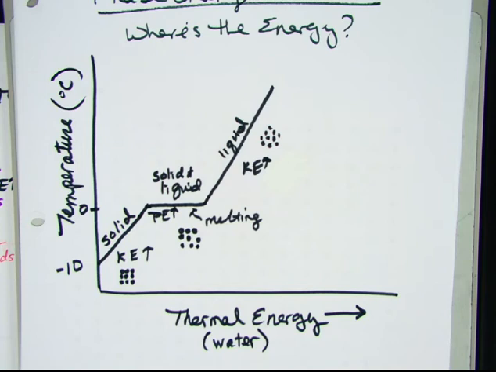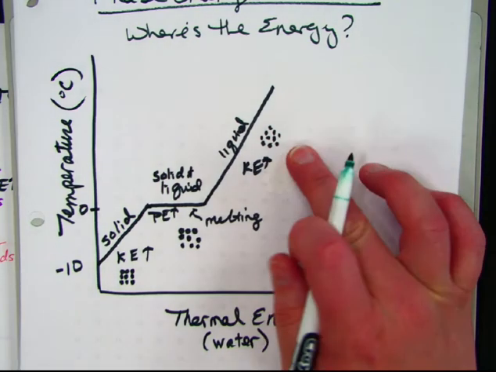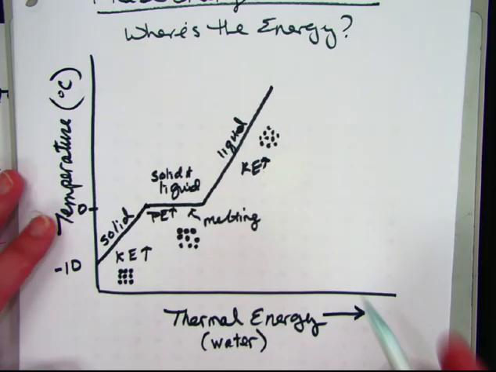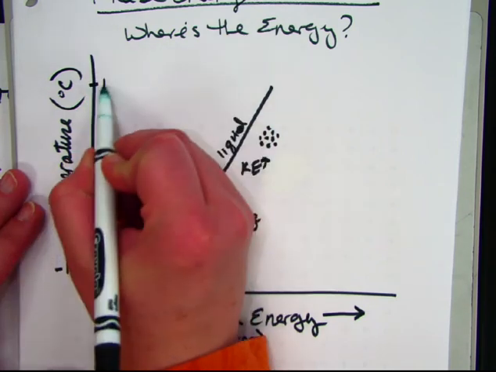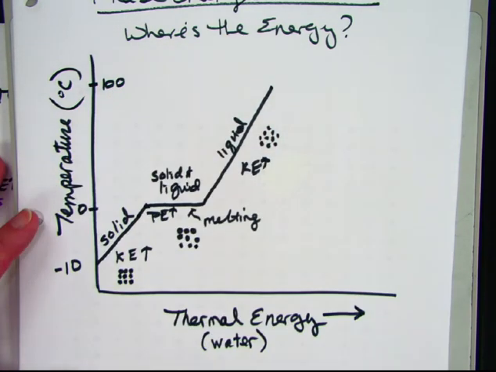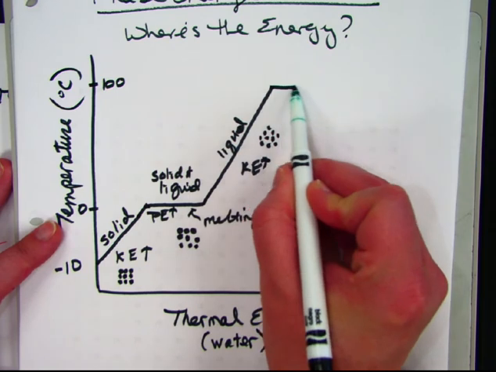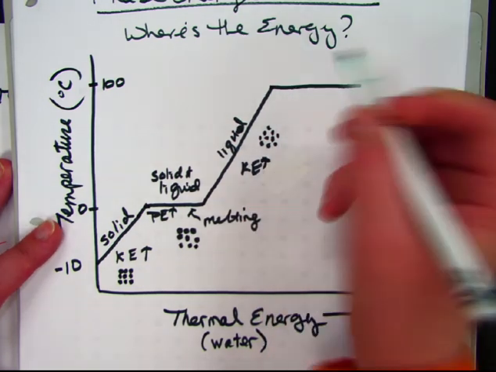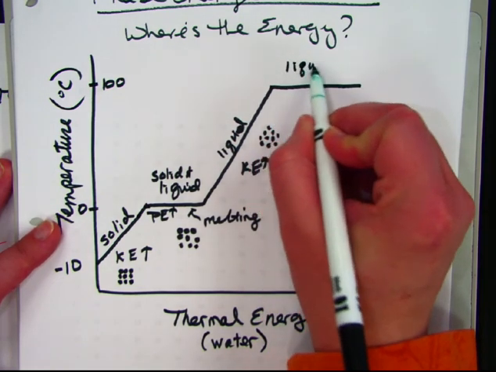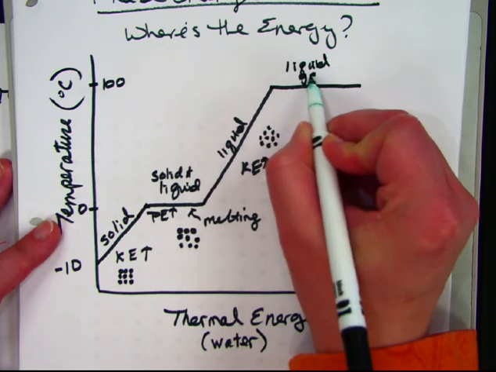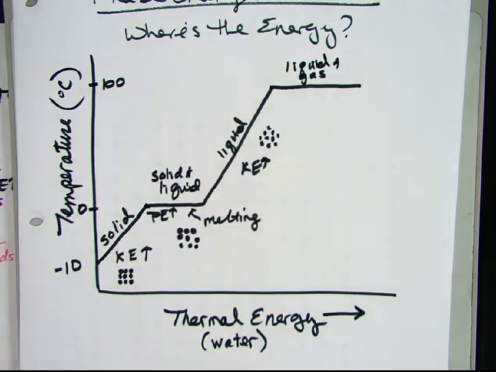My kinetic energy is increasing. These are starting to move faster and faster and faster until they reach, if they're water, 100 degrees Celsius. Then I don't have water alone in my beaker. Now I have liquid and gas. I have reached the boiling point.